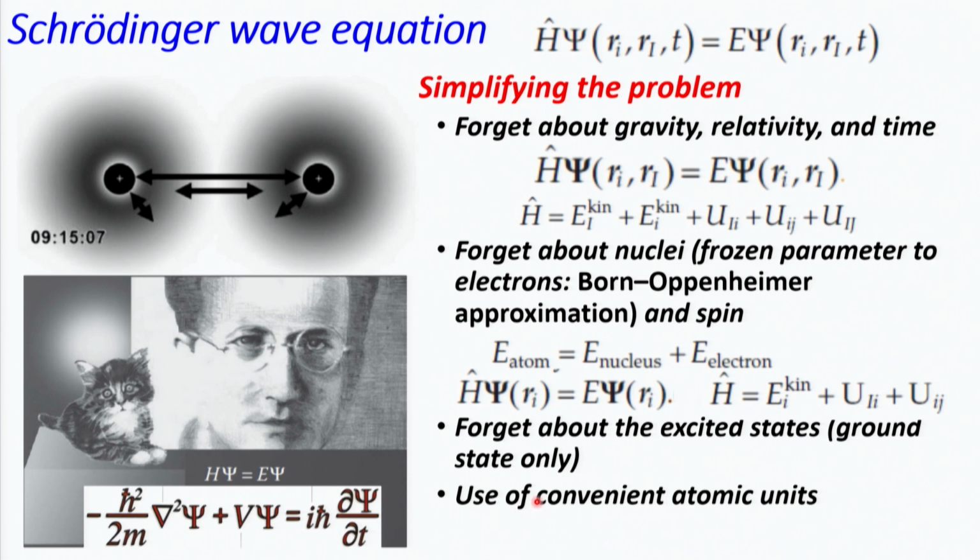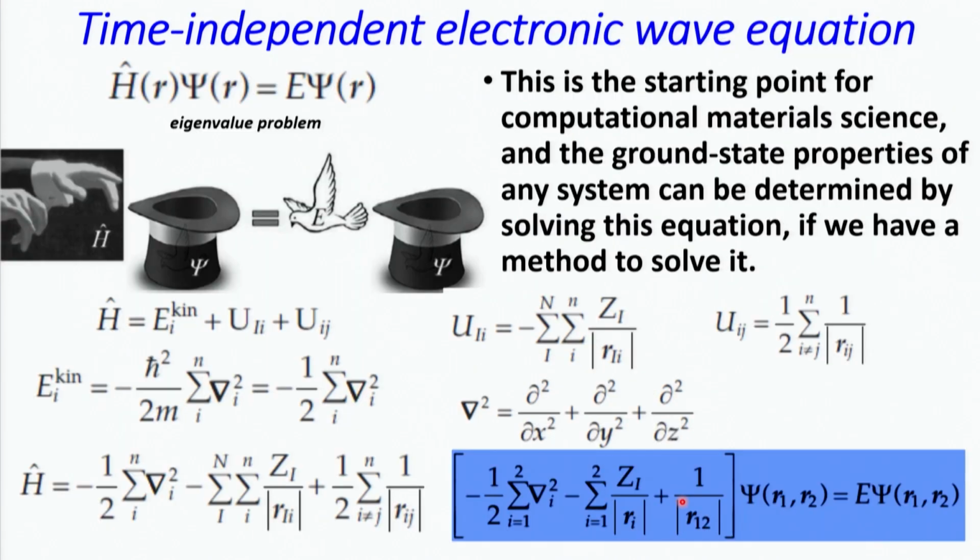Another simplification is that we can use convenient atomic units, so most of the parameters become 1, and the equation looks simpler and is easier to solve. So these are the simplifications of this wave equation we need to do in the first place. Now a little bit more on the time independent electronic wave equation. We are using the Born-Oppenheimer approximation, that means we decouple the motion of nuclei and electrons and treat only the electrons, so that we first get the electronic energy for a fixed position of the nuclei. Later on we can also change the position of the nuclei and again calculate the electronic energy.